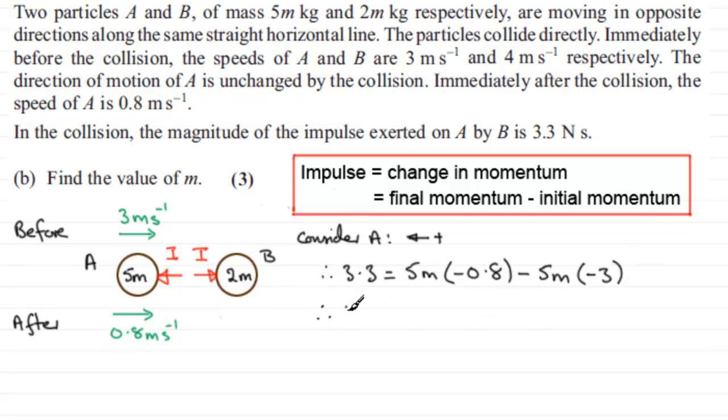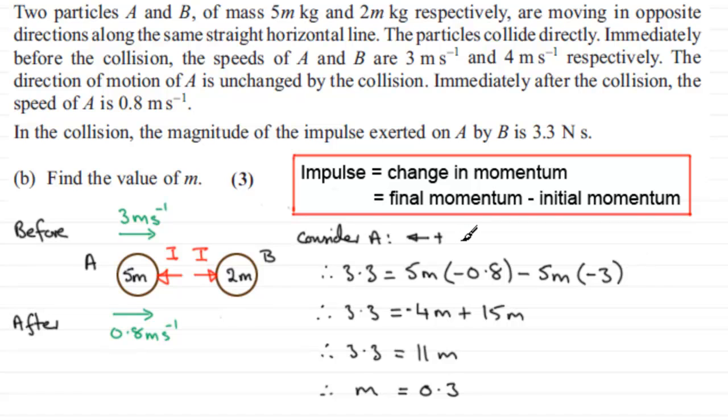So all we've got to do is just simplify what we have here on the right. So 5m times minus 0.8 is going to be minus 4m. And then here we've got plus 15m. So 15m minus 4m, well that's 11m, so we've therefore got 3.3 equals 11m. And that means that if we divide through both sides by 11, m equals 0.3. 0.3 then for m. So do take care then over the signs. That's where people tend to trip up with questions like this.